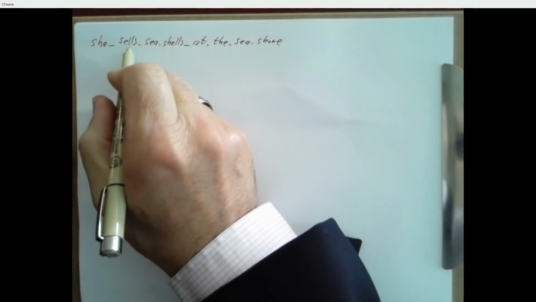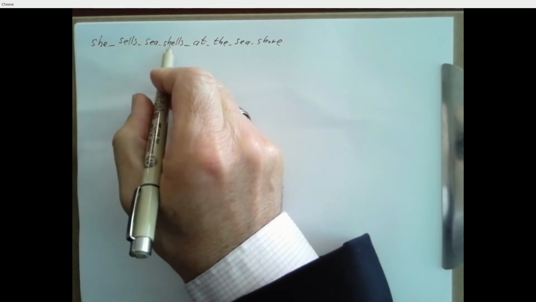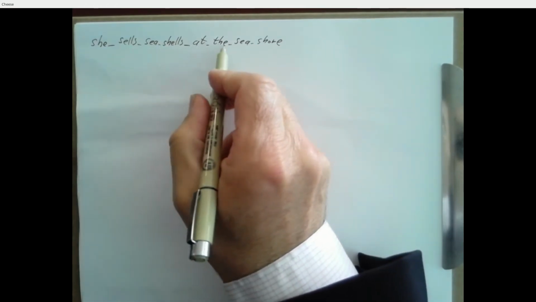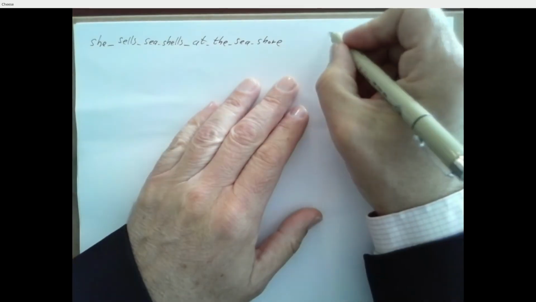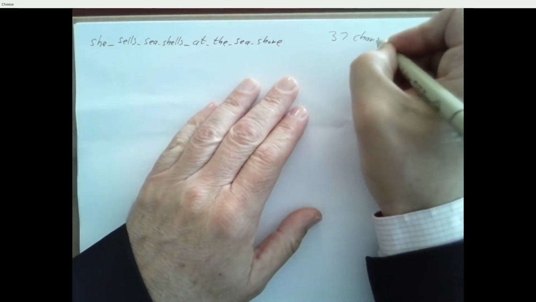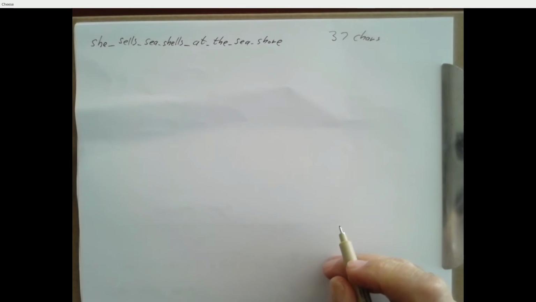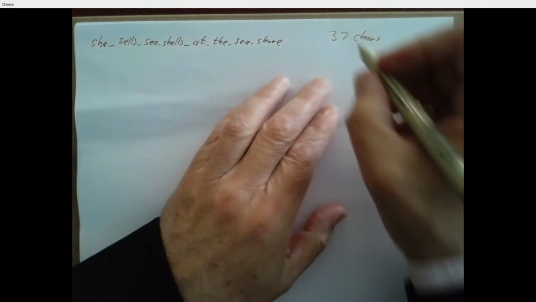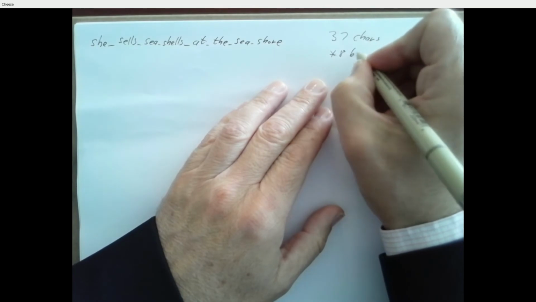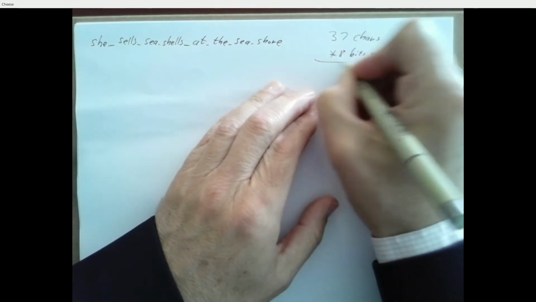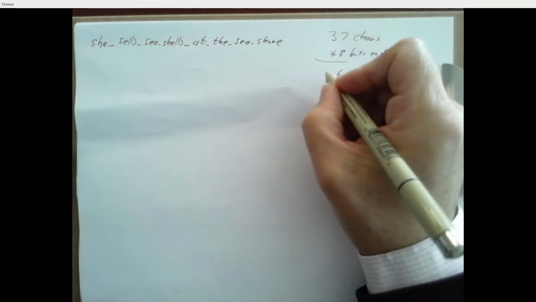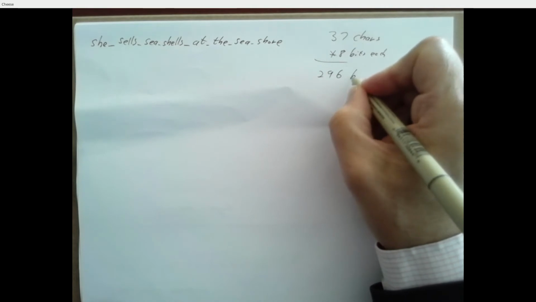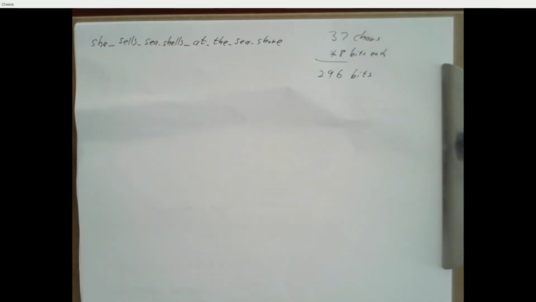So let's count: 1, 2, 3, 4, 9, 10, 11, 12, 13, 20, 1, 2, 3, 4, 5, 6, 7, 8, 9, 10, 30, 1, 2, 3, 4, 5, 6. Should be 37, I missed one somewhere. Okay, so 37 characters. And if we're doing ASCII, we have 8 bits per character. So whatever this turns out to be, 296 bits to store that message.